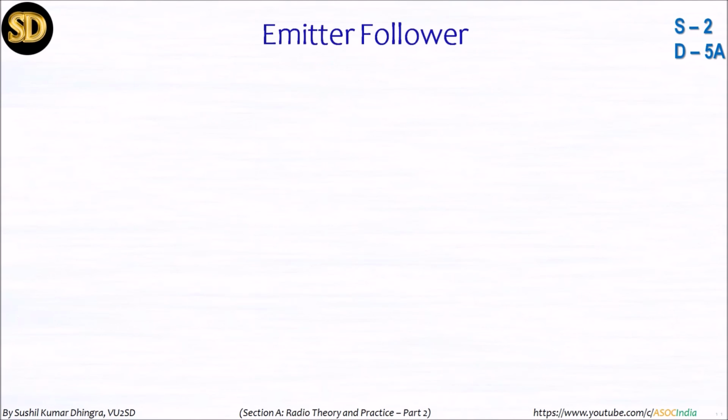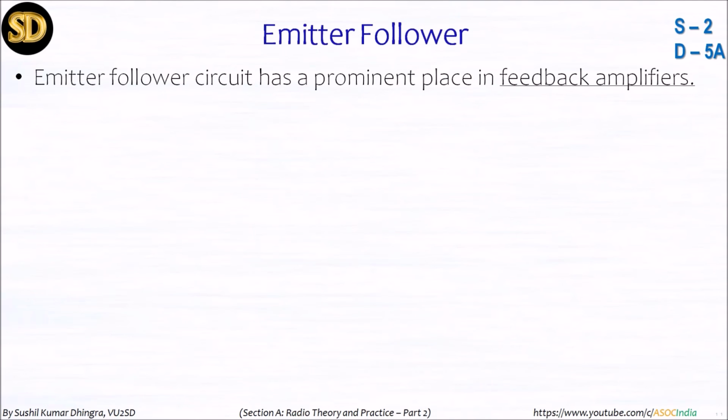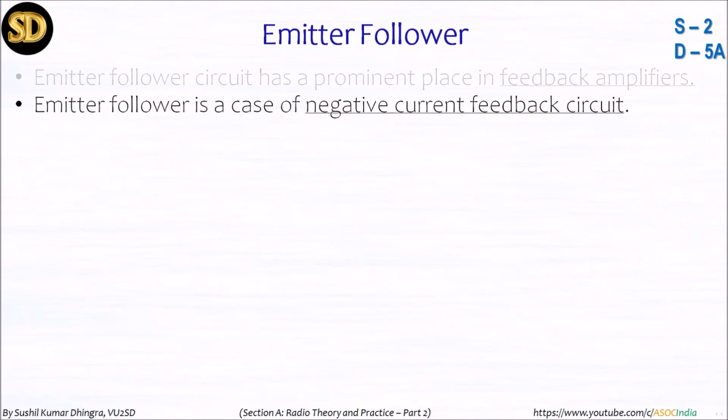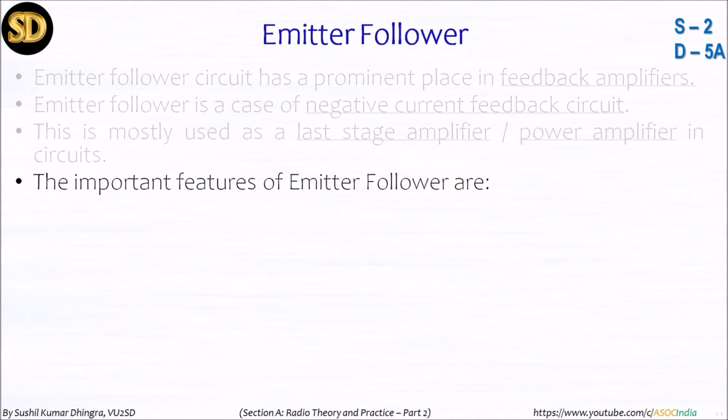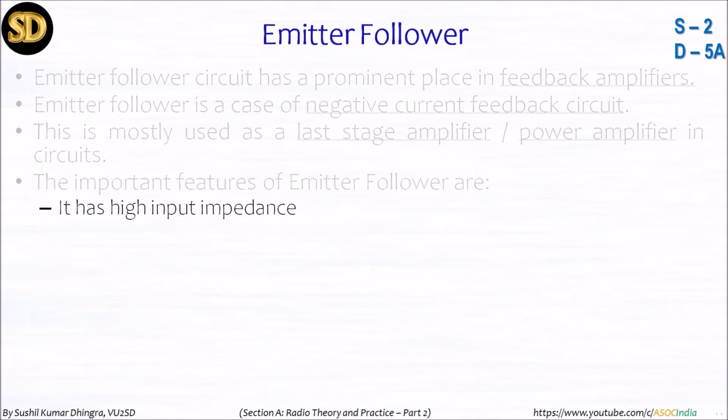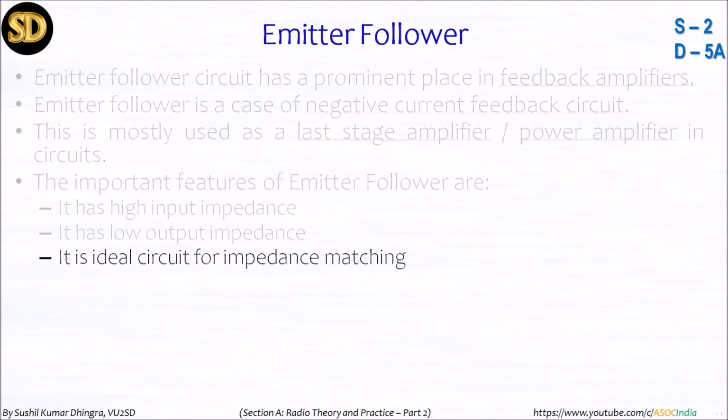The emitter follower circuit has a prominent place in feedback amplifiers because the phase of input and output is the same. This beauty makes it usable in various kinds of feedback circuits because the phase angle is 0 degrees. It is mostly used as a last stage amplifier, as a power amplifier in the circuit. The important features of emitter followers are that they have high input impedance and low output impedance, and they are ideal for impedance matching, so this is used the most. This is a current amplifier.